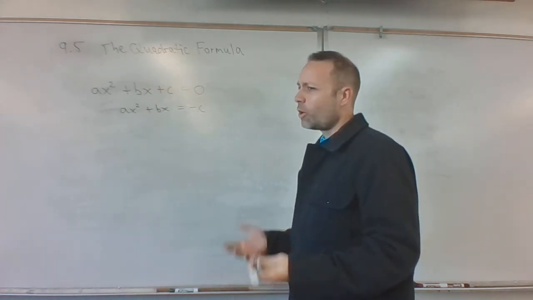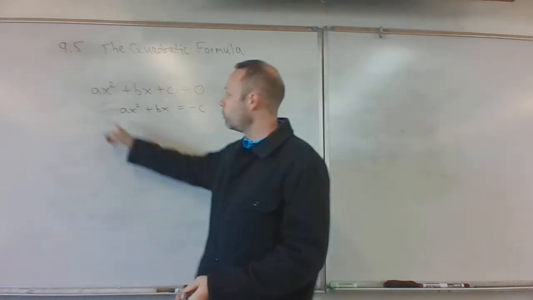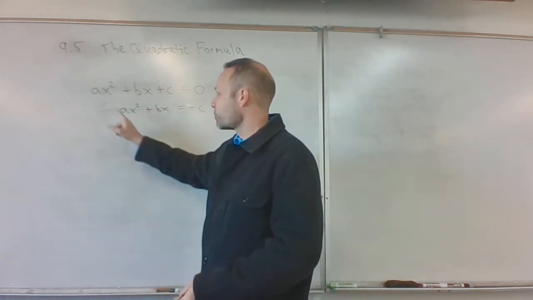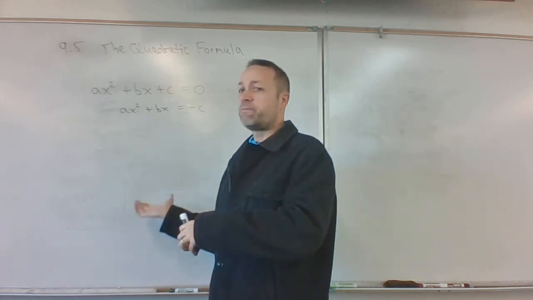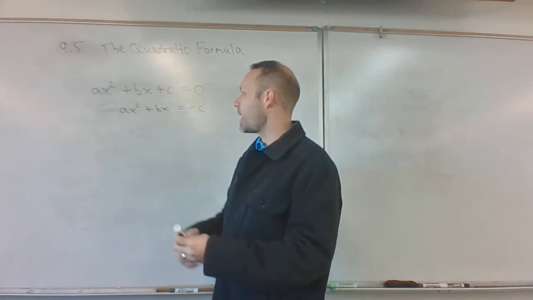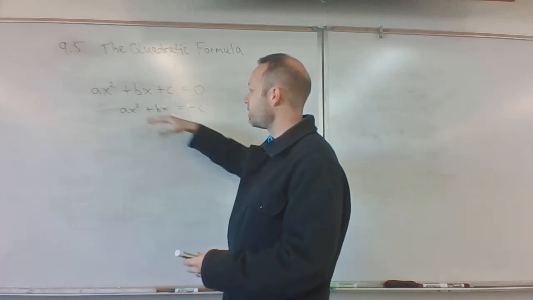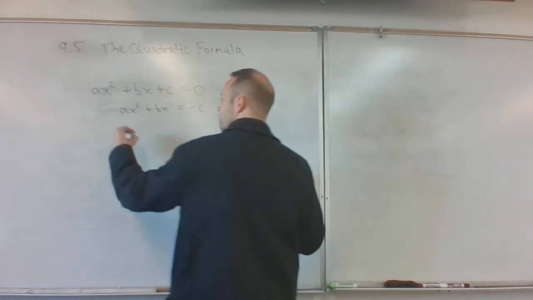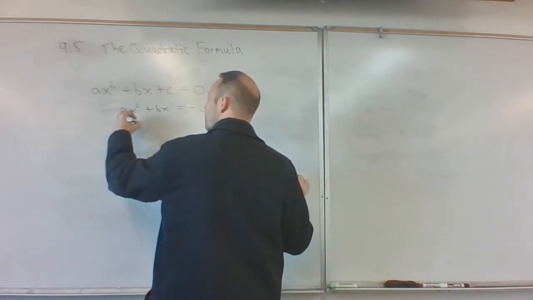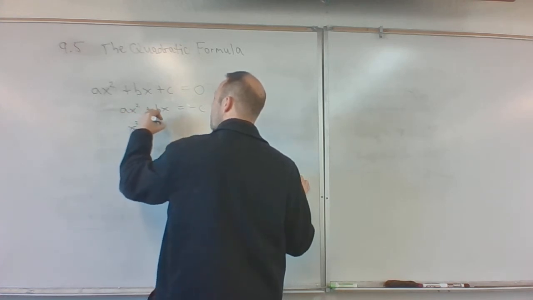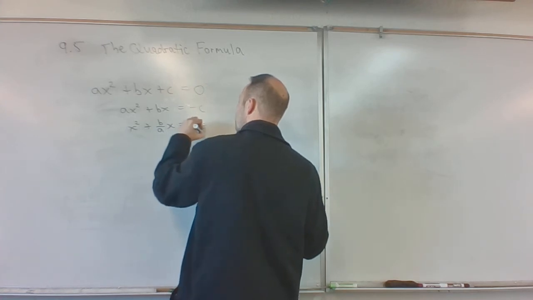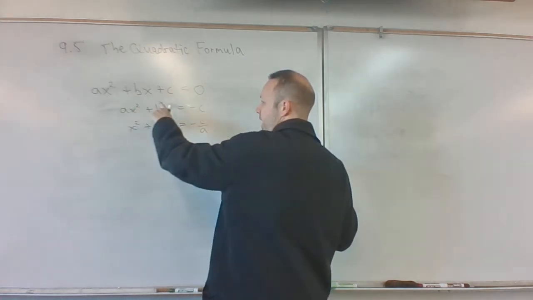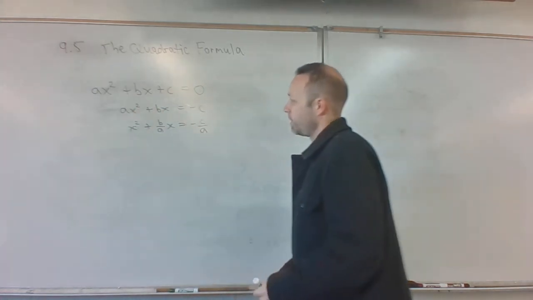Then we also said, the way that we do completing the square, it works if we have a 1x squared. And here a might be 1, it might be something else. So to ensure that we have a 1x squared, we could divide everything by a. So if we did that, we would get x squared plus b over a x equals negative c over a. Divided this by a, divided this by a, divided this by a.